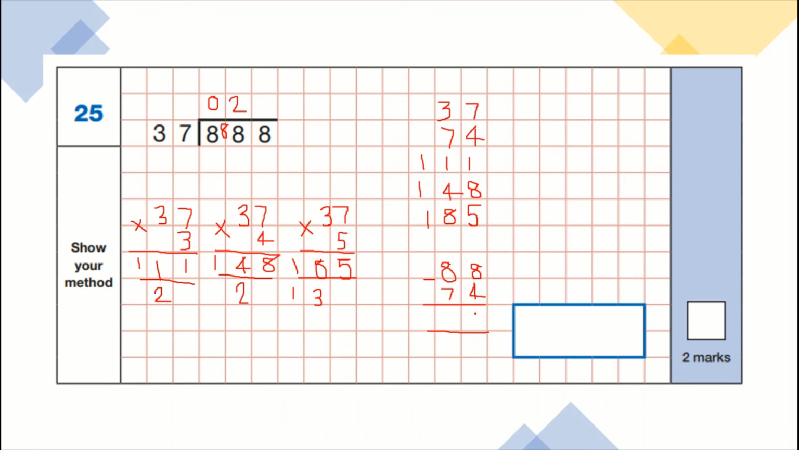8 minus 4 is 4. 8 minus 7 is 1, carrying over the 1, making this number 148. Looking at our multiples here, you can see 4 times 37 gives us 148. So the answer would be 24.